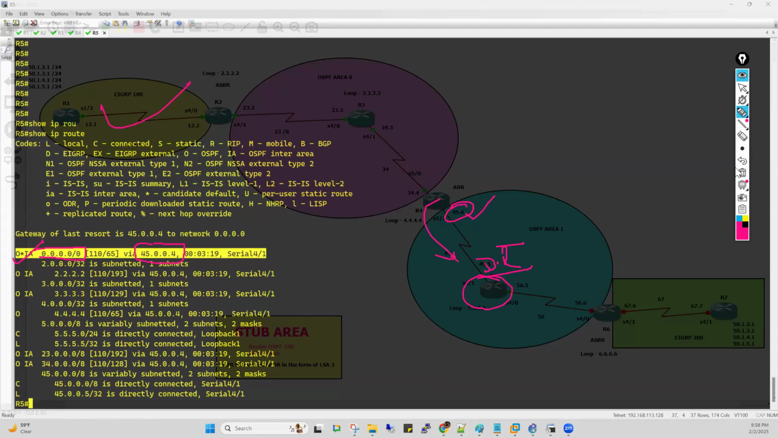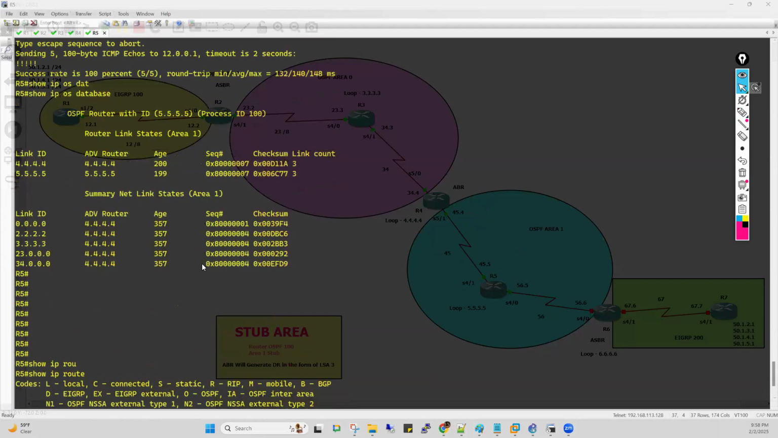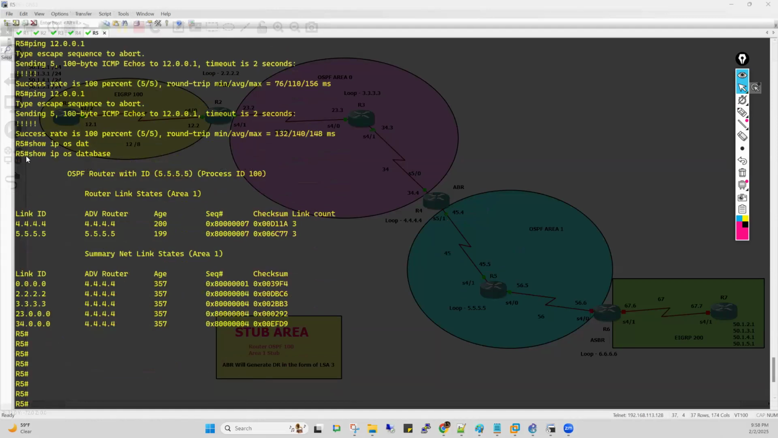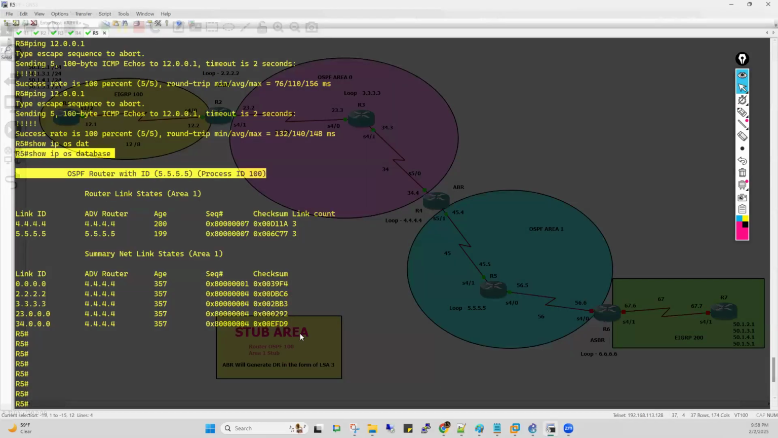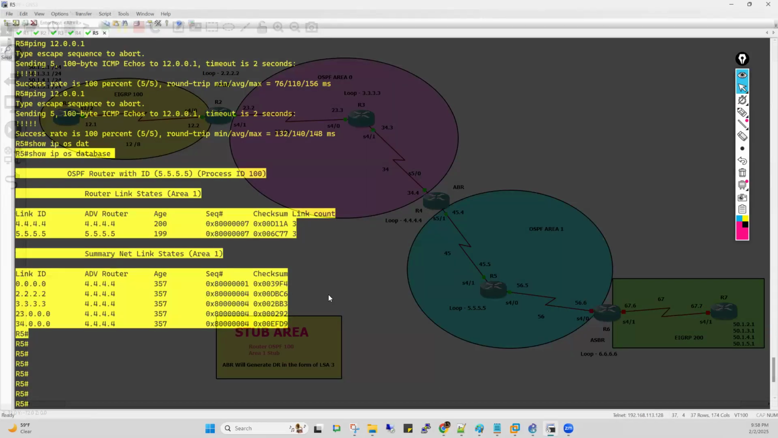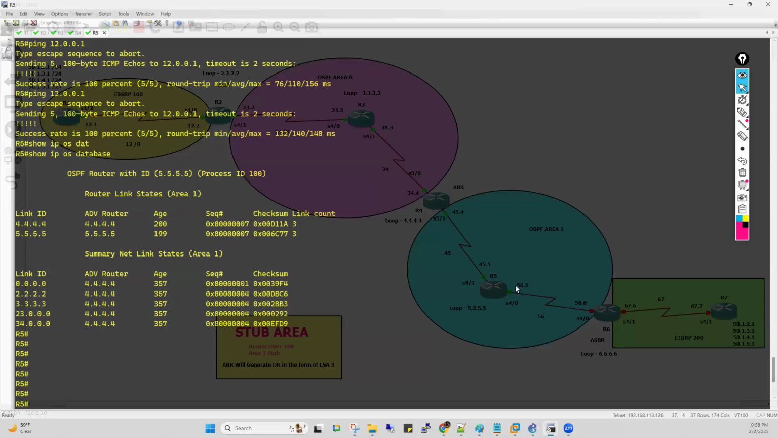Clear? So basically with the help of stub area, you just reduce your database. Right? But if you do not use the stub area, then at that time how many routes were there? 1300 routes were there, right? Yes. Now all the external LSAs are removed.